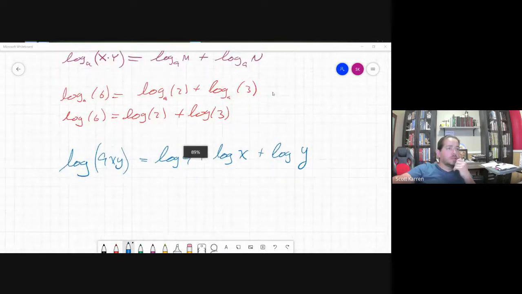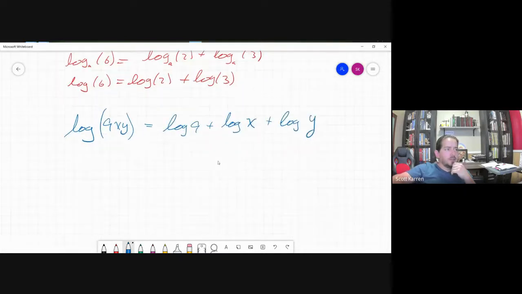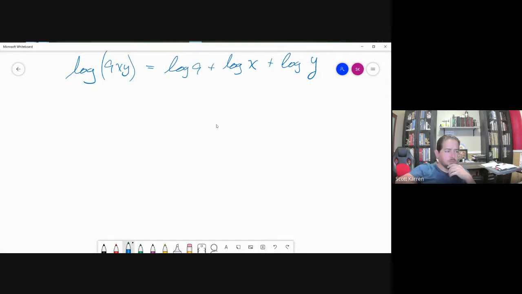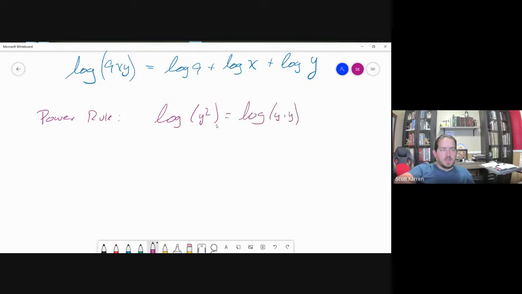The next one is called the power rule. And the power rule comes from, I mean, it should be pretty obvious. If I have, like, say, log of y squared, well, this is the same as log of y times y. And using the rule that we just used, I can then call this the log of y plus the log of y. That's 2 log of y's, right?